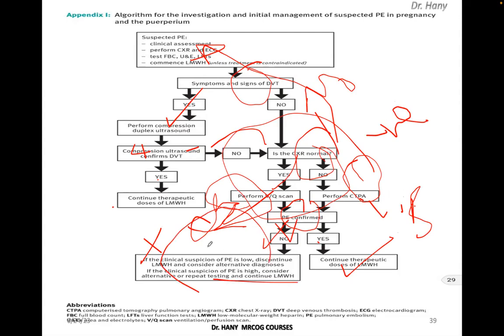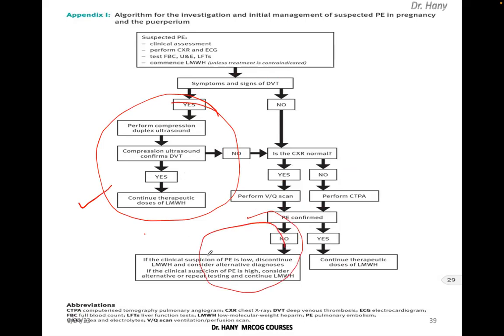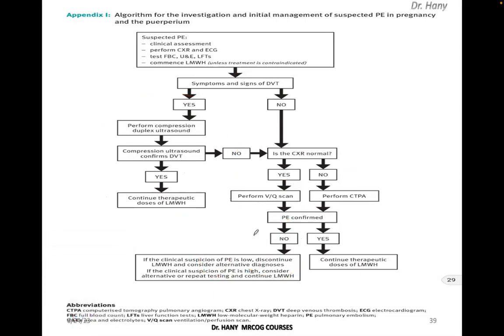Here in the DVT we will stop, and in the PE we will continue. In DVT, we will stop and repeat the test. This is the DVT: if it is negative, I will stop; positive, I will continue. That's true. This is the pulmonary embolism: high suspicion, continue. Low suspicion, the woman resolved, I will stop. Any question here? Okay.